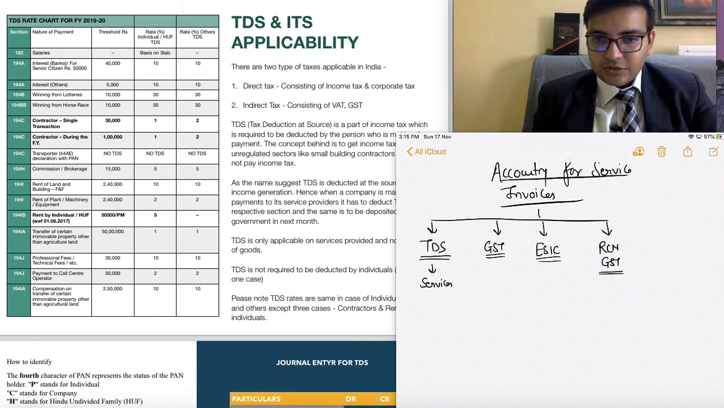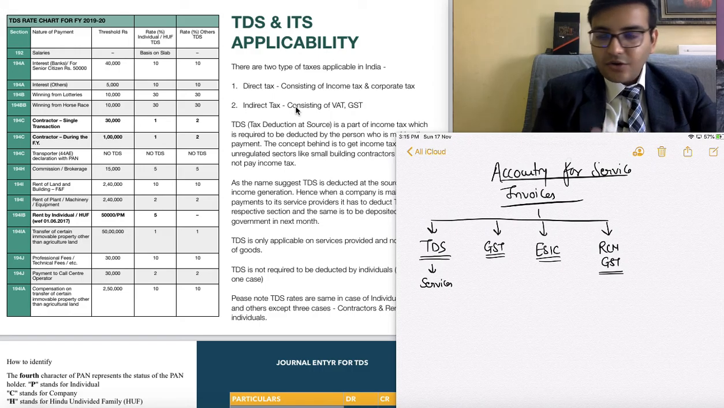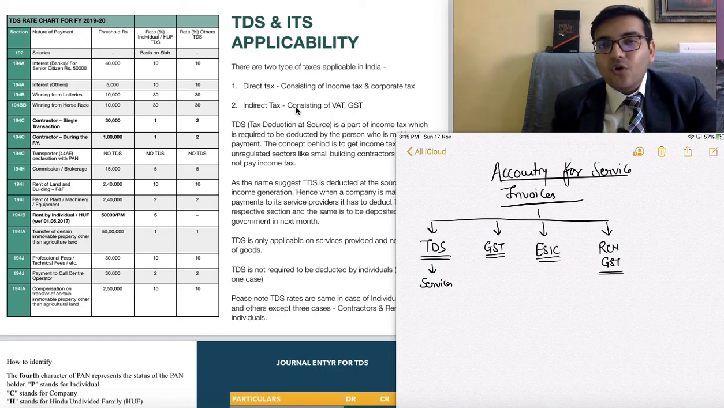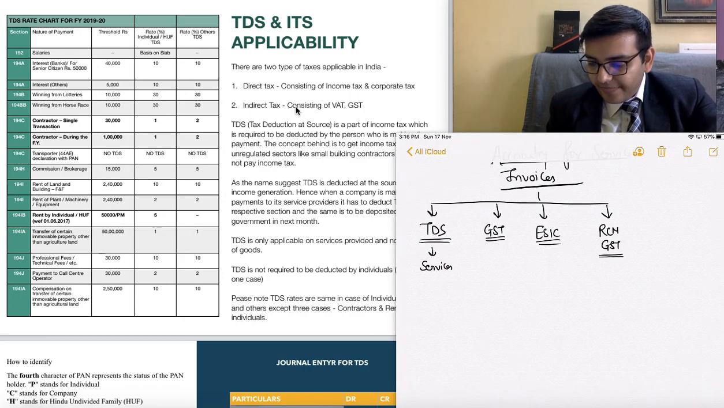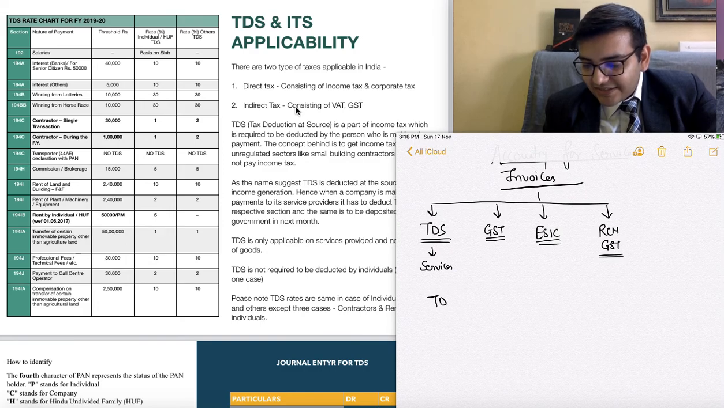Okay, so you can go ahead and read this chart. I'll give you an overview of TDS. You can see the notes and read this chart completely, but I'll give you the overview, which is very important in practical life. So, what is TDS? TDS is basically tax deducted at source.